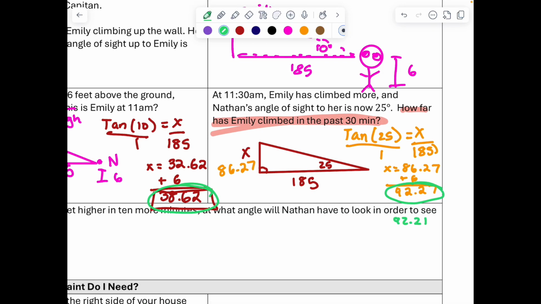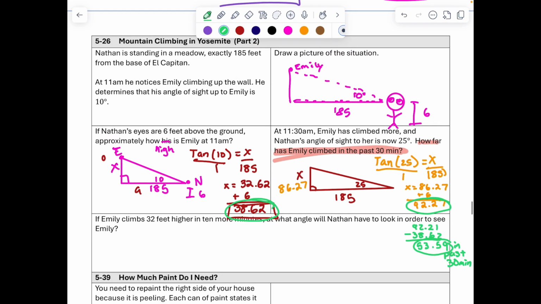So 92.21 minus 38.62, that is going to get us, let's see, 92.21 minus 38.62, that's going to get us 53.59. So she has climbed 53.59 feet in the past 30 minutes. And believe it or not, we have more questions to ask about this problem.